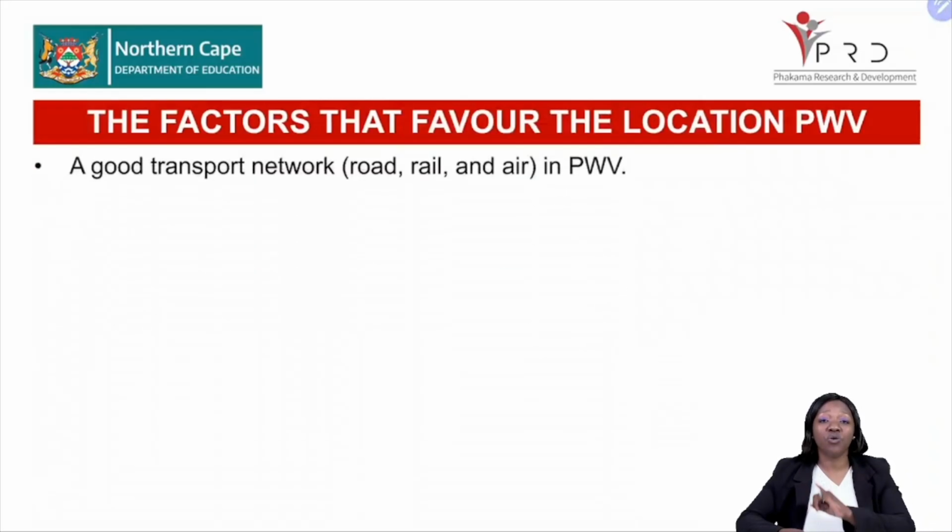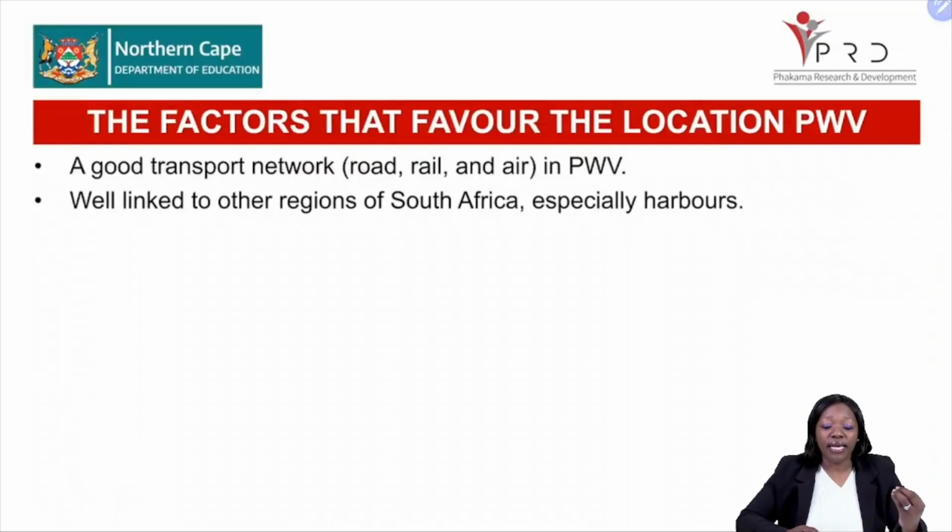Remember we said even though the PWV doesn't have a harbor, when it comes to the infrastructure, it is well developed. So a good transport network in terms of the road, the railway, as well as the air in PWV. So they are able to transport their goods or services through this, beside the one that's supposed to be in bulk internationally. Then they use a harbor. Then it is well linked with other regions of South Africa, especially the harbors. Remember, I've said these two, they are rich in these 3 modes.